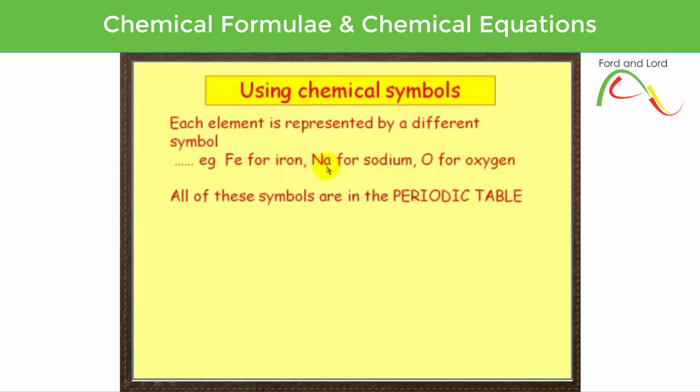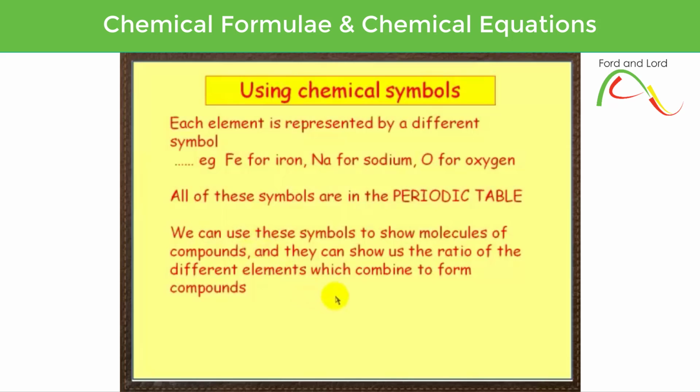Na is, haven't got a clue. I suggest you look that one up. I don't know why it's Na for sodium. Look it up and tell me. Now all of these symbols are in the periodic table that we've already come across. Now we can use these symbols to show molecules of compounds. They can show us a ratio of different elements which combine to form compounds.